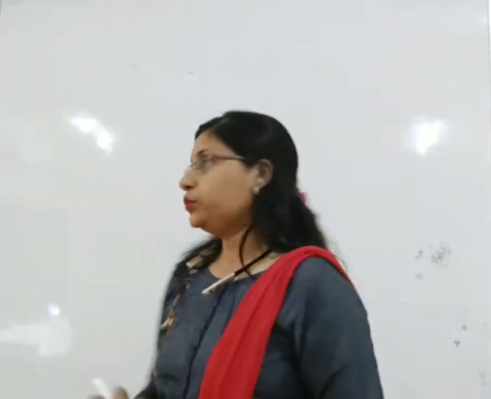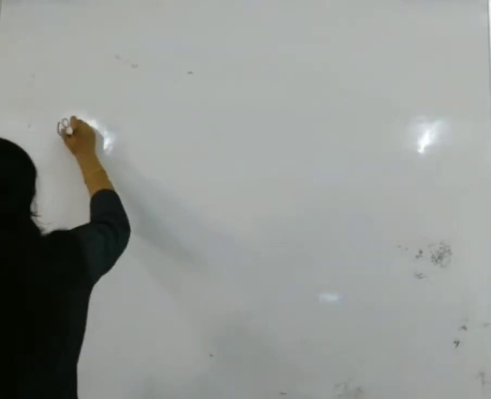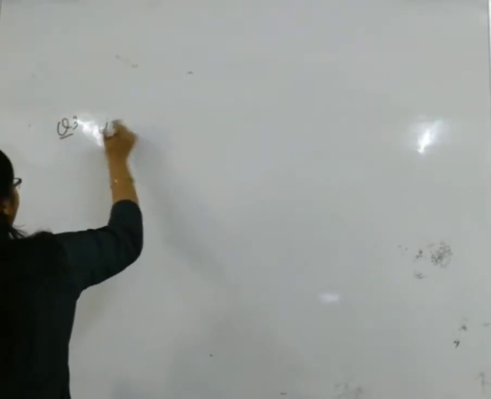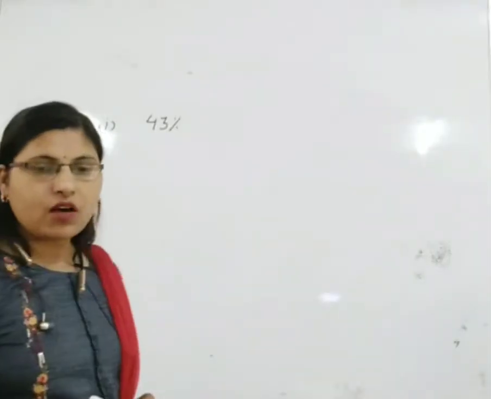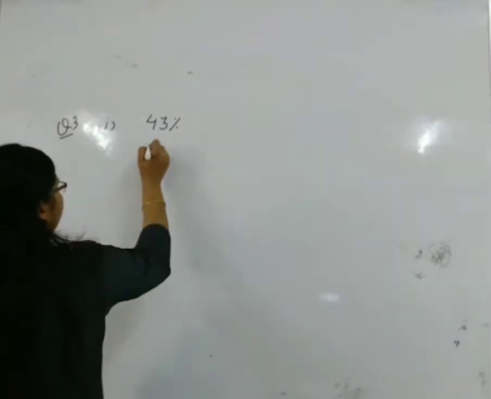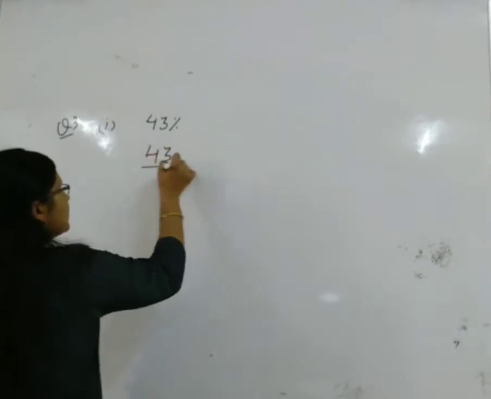In question number 3, we have to give the answer in ratio. The number is given in percentage, and we have to convert it into ratio. So, let us see, the number is 43%. Right? Now I have to make it into ratio. So, how can I remove the percentage?